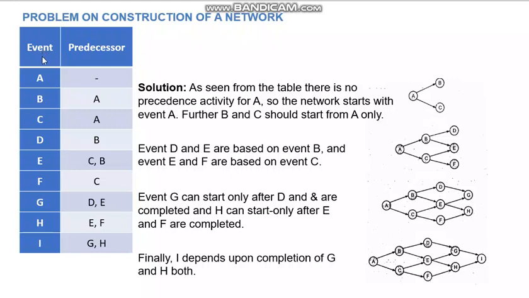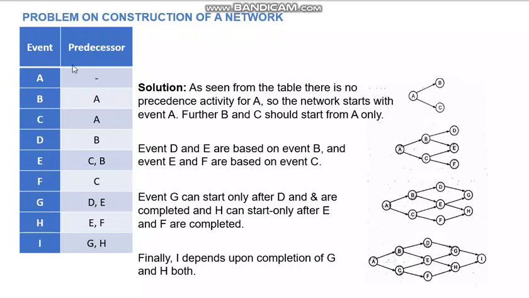the title in the top cell. It says event, it does not say activity. Event means we are only talking about these circles. Okay, now these are events. In some other table you may find activity here, so don't get confused. Events are different, activities are different. Now we have events A, B, C, D, and so on till I.